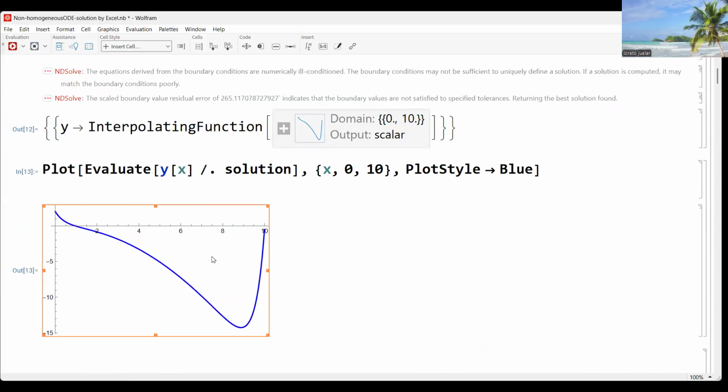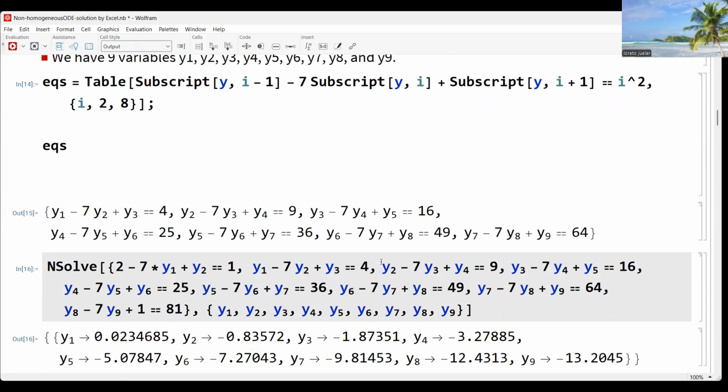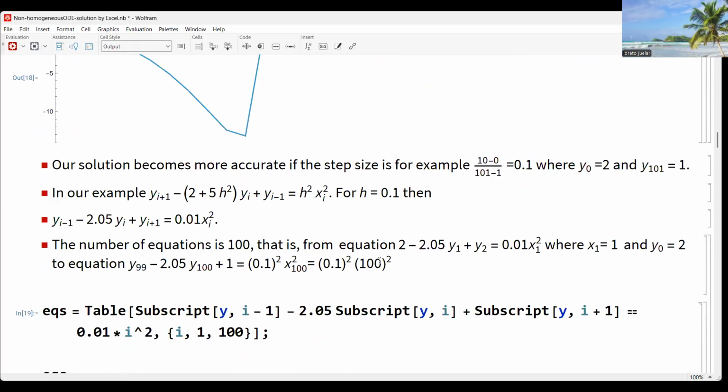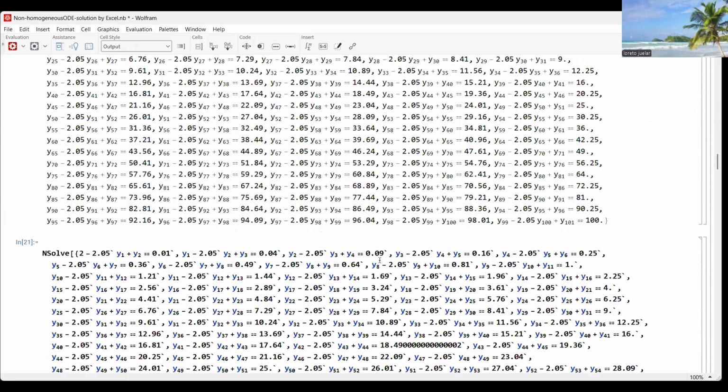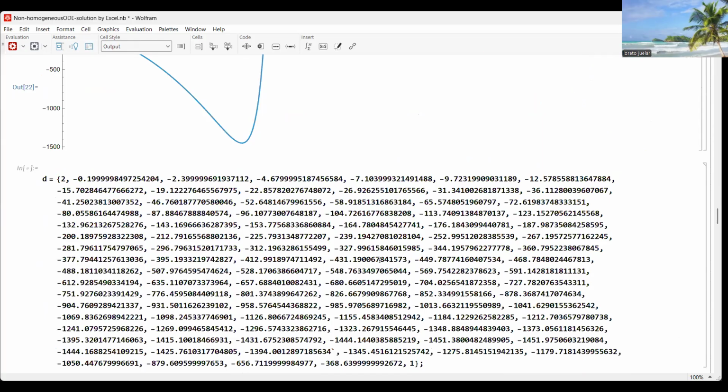So this is the more accurate solution of Mathematica. So our solution by finite difference method is closer to the approximate solution by Mathematica here. Okay.